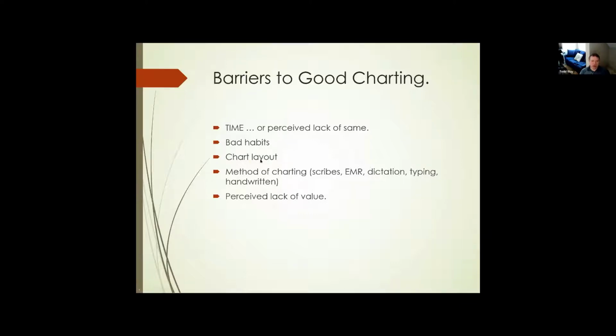Not really a charter. Sometimes the layout of the chart makes it difficult for us to put in the information that we want. Certainly the method of charting can make it difficult if you're doing dictation or typing or an EMR and there's no access to the computer at the moment. And not so much here, I think, but more so here rather than in the US, a perceived lack of value. So when you're working in a fee-for-service system, you're able to bill based on what's written in the chart. So if your income is directly tied to what you've written on the chart, you tend to do a pretty good job of making sure that everything is documented.